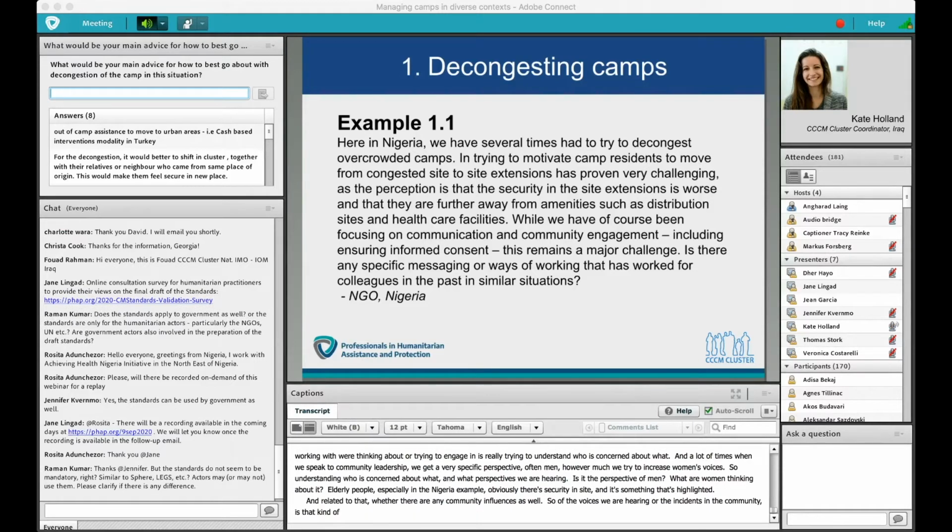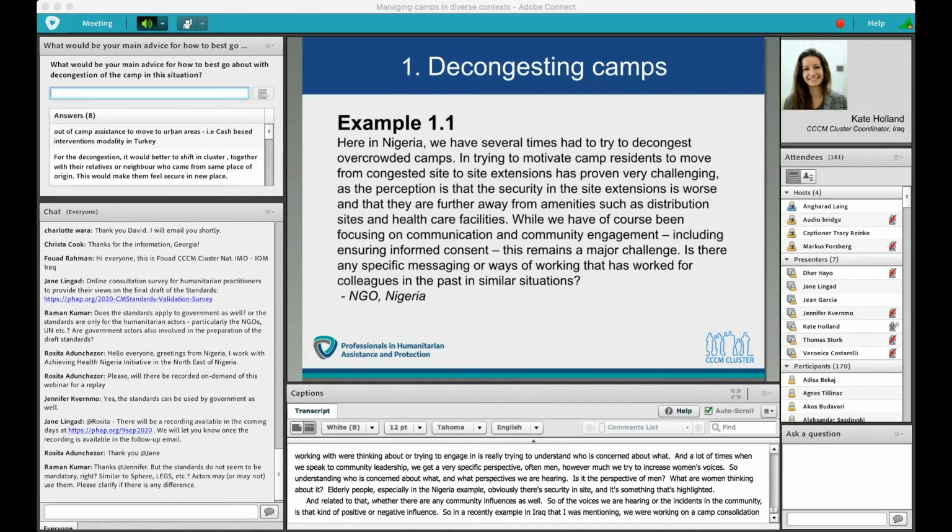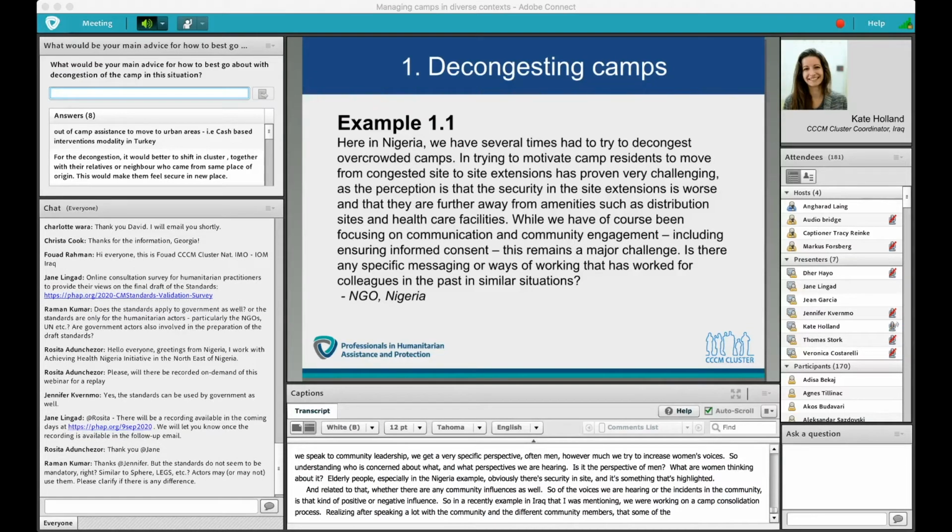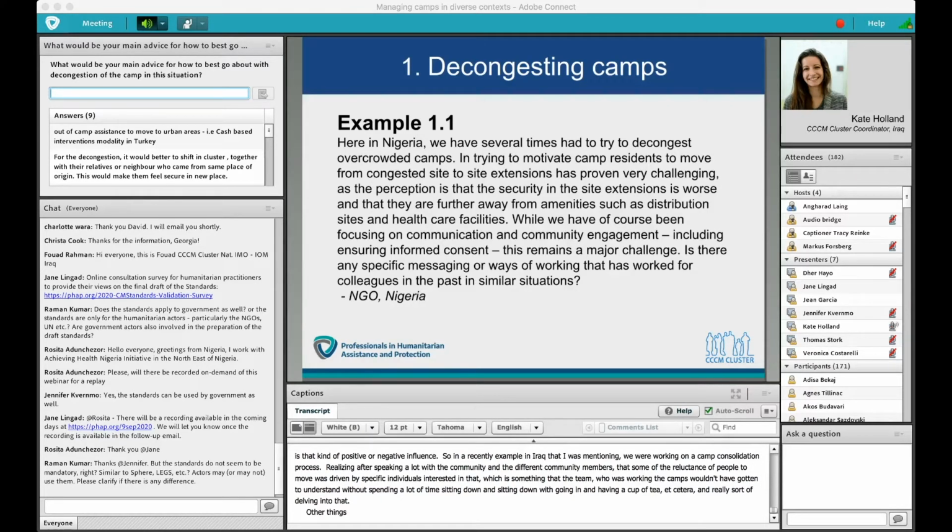So of the voices we're hearing or of the influence within the community, is that a positive or negative influence? So in a recent example in Iraq that I was mentioning, we were working on a camp consolidation process and realizing after speaking a lot with the community and different community members that some of the reluctance of people to move was driven by specific individuals' interests, which is something that the team working in the camp wouldn't have gotten to understand without spending a lot of time sitting down with women, having a cup of tea, etc., and really delving into that. Other things that the team were asking themselves and then working with the community to try and understand was whether there were any mitigating measures that could be put in place.